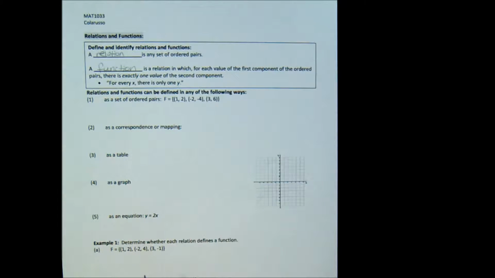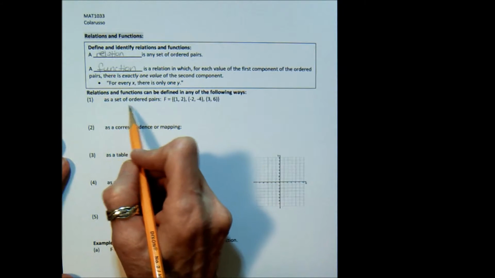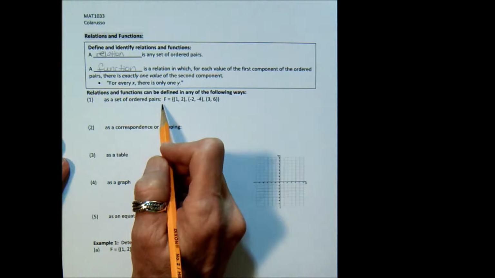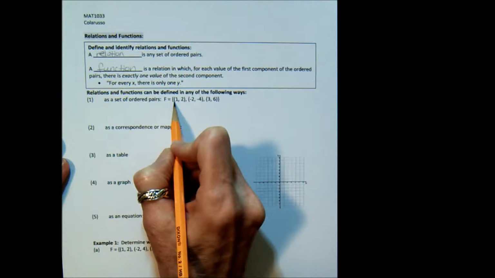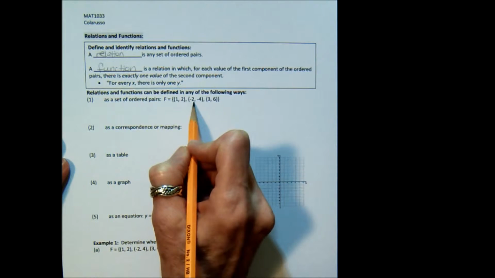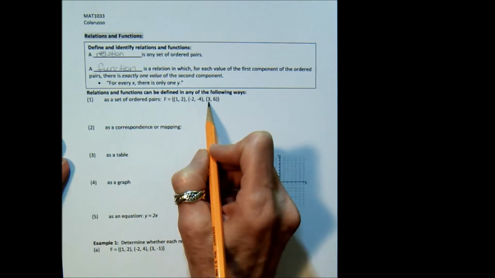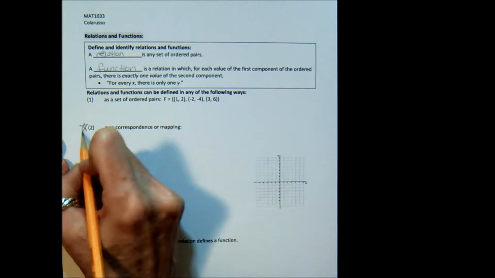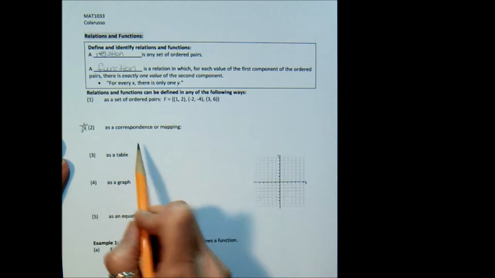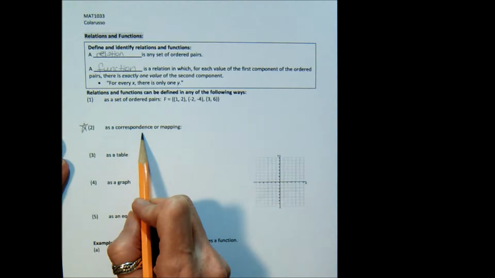Now there's a couple ways you can show relations and functions, and I have those listed here. First, you can show them as a set of ordered pairs, as in the definition. So I have the set F, and it's listed as the set of ordered pairs (1, 2), (-2, -4), and (3, 6). You can show them, secondly, as a correspondence or a mapping. This one is very, very helpful. For me, this is the one that makes the definition most visual.